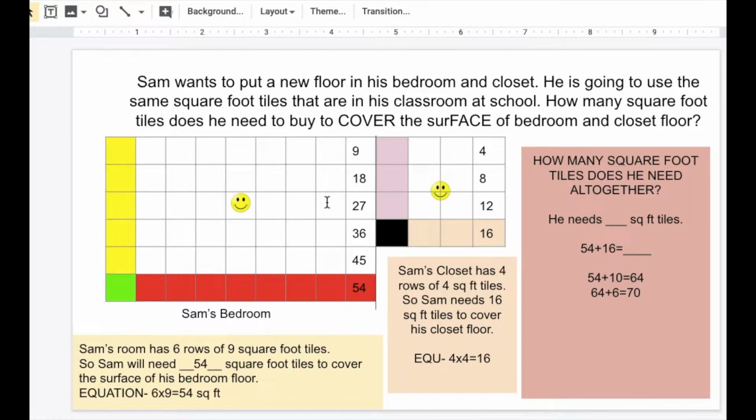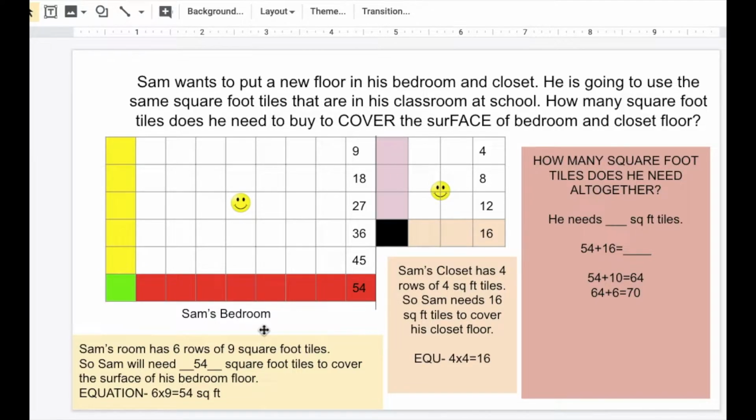So this is surface area. How much room are we going to be having here? How much do we need to be buying to cover Sam's bedroom and closet? So Sam's got a tiny bedroom and a tiny closet, but for the sake of the numbers that third grade is required to master in multiplication and in surface area, we tried to keep it kind of simple.